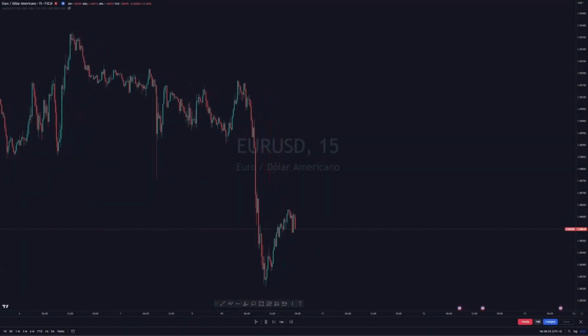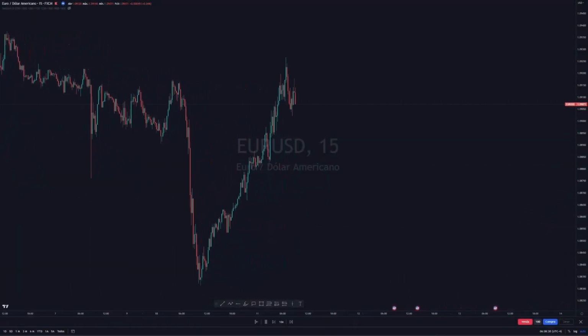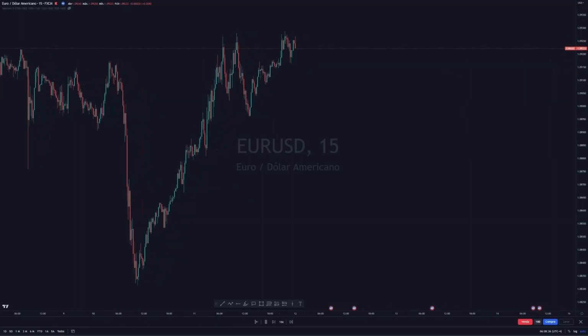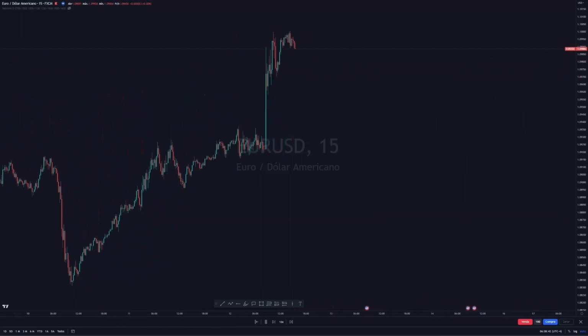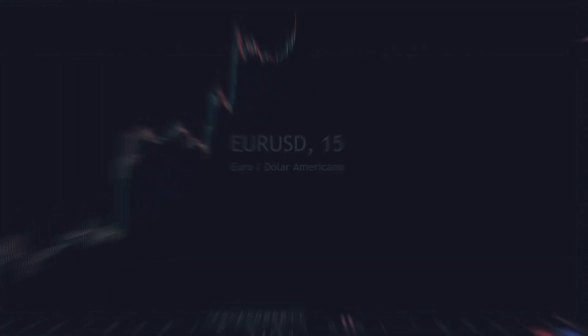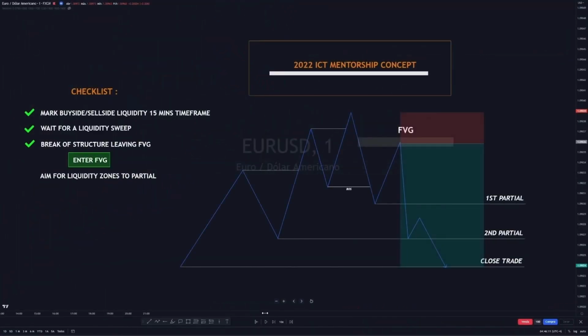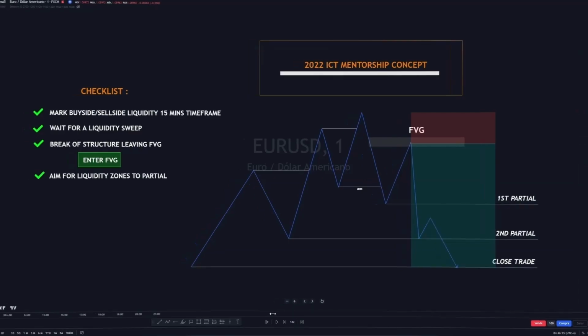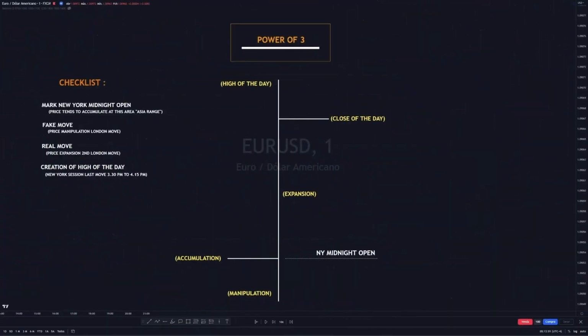Over the past week, we've seen some interesting market trends. We'll be analyzing these trends and showing you how you can leverage ICT Concepts to maximize your profits and minimize your risk. If you're new to ICT Concepts, don't worry, we'll be explaining everything in detail so you can follow along and understand how to apply these concepts to your trading strategy.